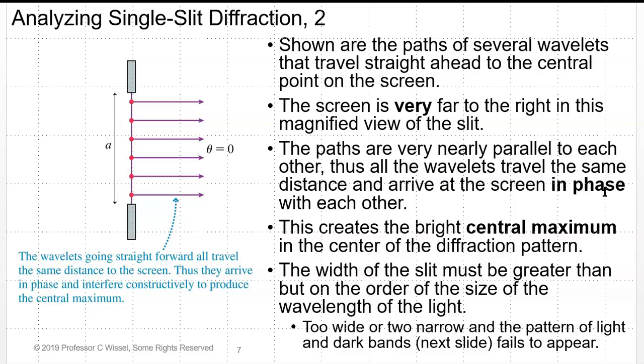The width of the slit must be greater than, but on the order of, the size of the wavelength of light. If the slit is not the correct size, the pattern of light and dark bands will not appear.